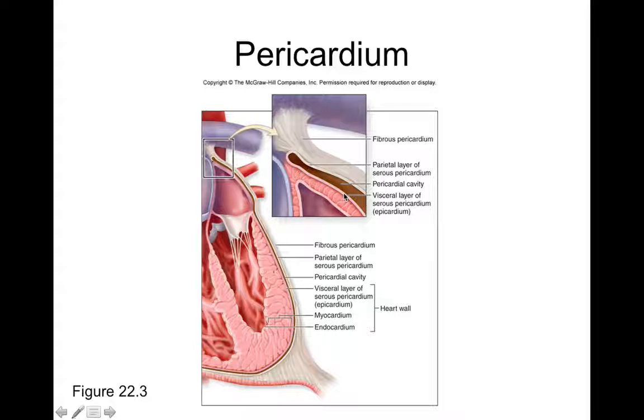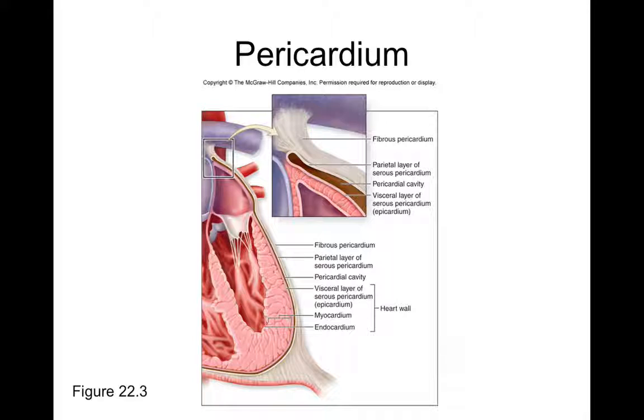That's separated from the visceral layer of serous pericardium, also called epicardium, which is right on the heart. That means that these two layers are separated by a fluid-filled cavity. So the heart actually beats within a fluid-filled cavity. When it's beating, it's not really rubbing up against nearby tissues under normal circumstances. So you're not getting a whole lot of frictional damage there.